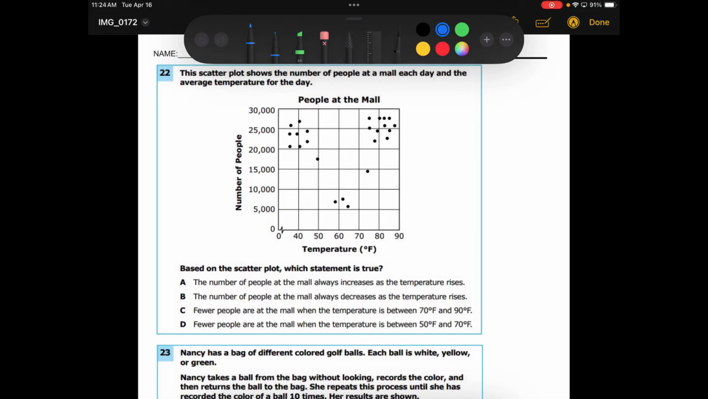Number 22. This scatter plot shows the number of people at a mall each day and the average temperature for the day. Based on the scatter plot, which statement is true? We are going to rationalize our way to the answer. Eliminate the false statements, and the true statement is going to be your answer.